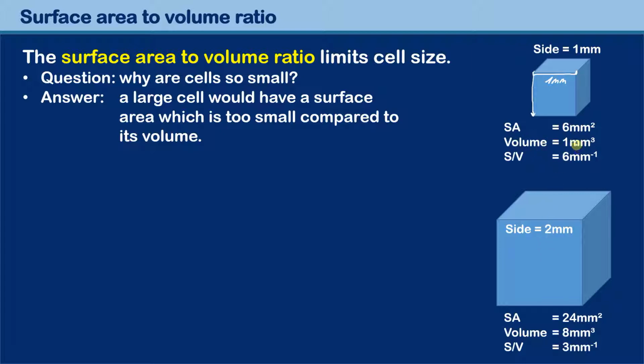So the volume of the small cube is 1 millimeter times 1 millimeter times 1 millimeter, and that is 1 cubic millimeter. The volume of the larger cube down here is 2 millimeters times 2 millimeters times 2 millimeters. 2 times 2 times 2 is 8 cubic millimeters. So while we have increased the surface area, doubling the side length increases the surface area 4 times.